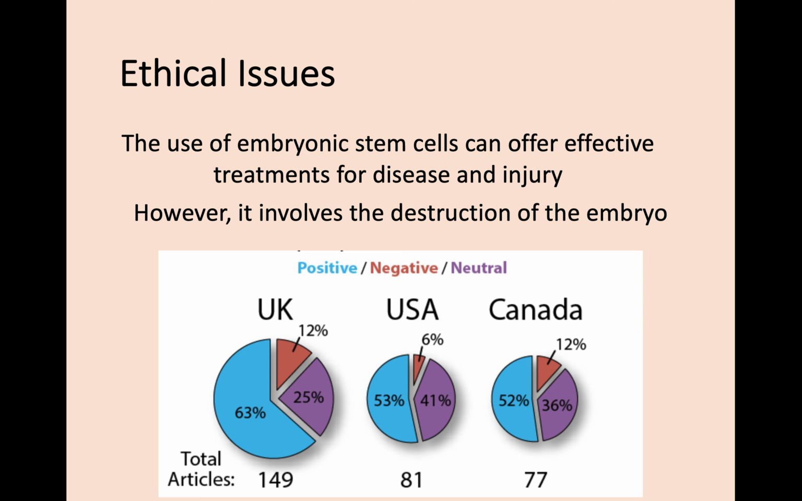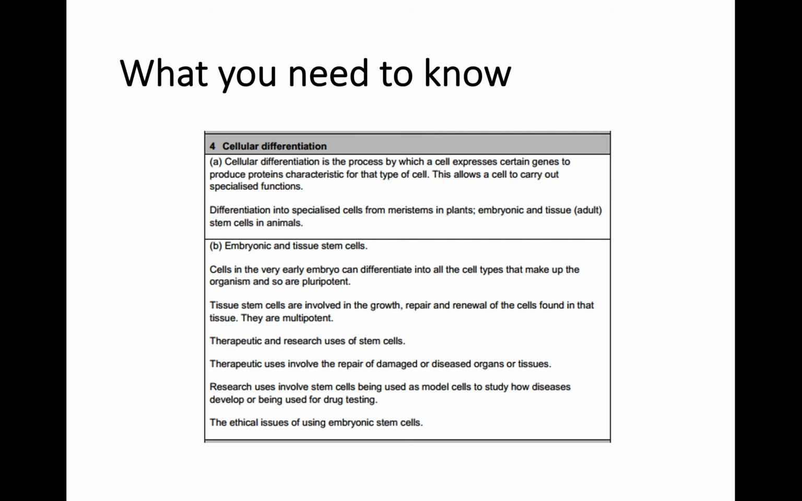In the UK, for example, we can only use an embryo for stem cells up to 14 days after conception. And then after that, we're not allowed to use that. So that's an ethical issue that can come up, and we've just spoken about all the different uses you can have of stem cells. That's it for key area 4. It's a nice short key area, basically just looking at what cellular differentiation is and comparing your embryonic and tissue stem cells as well.